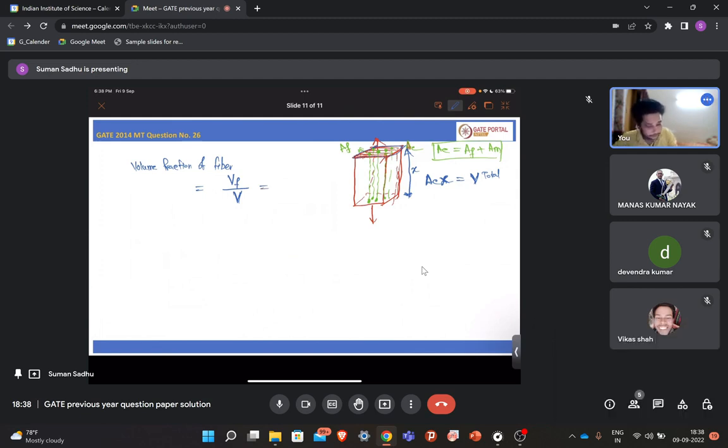Volume of the fiber will be the area of the fiber, that is AF, into this height, because the fiber is also having the same length as the composite, right? So this height will be the same for the fiber, for the composite, and for the matrix. So the height of the fiber is also X. This is the volume of the fiber, divided by V. V means what? AC into X. So what you are getting, AF by AC, is basically the volume fraction of the fiber.